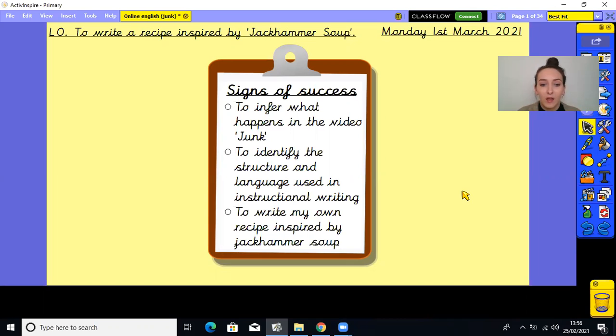So this week we're going to move on to a new stimulus and it's called Junk. Before we start looking at what Junk is all about, I'd like us to write the date and the LO in our English books. The date is Monday, the 1st of March, 2021. And the LO is to write a recipe inspired by Jackhammer Soup. So pause the video and do that nice and neatly for me in your English books now.